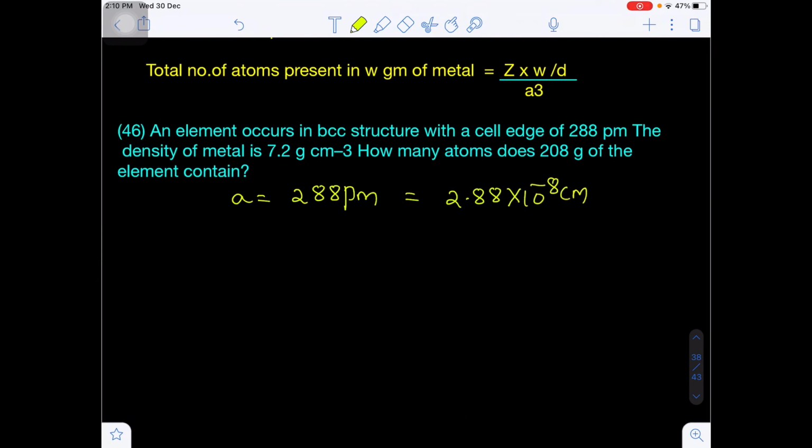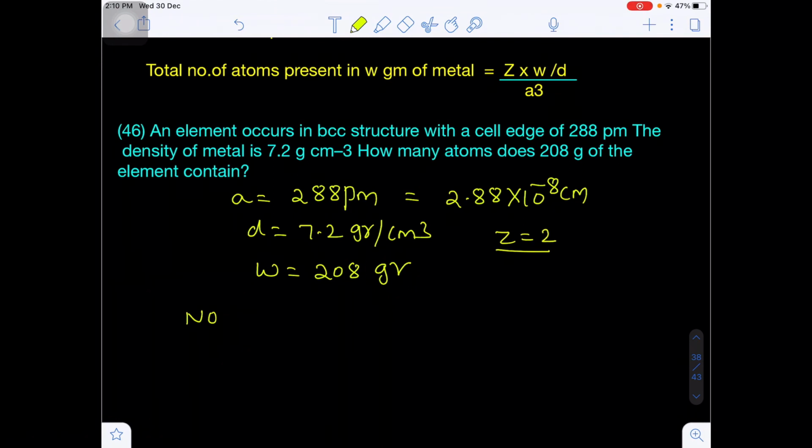Okay. The density of a metal is given as 7.2 gram per centimeter cube. How many atoms will 208 grams of the element possess? Now what is the weight of the metal given? 208 grams. Okay. Now just now I told you we have to calculate the number of atoms. And one more important thing, what will be the Z value here? For BCC unit cell, Z value will be 2.